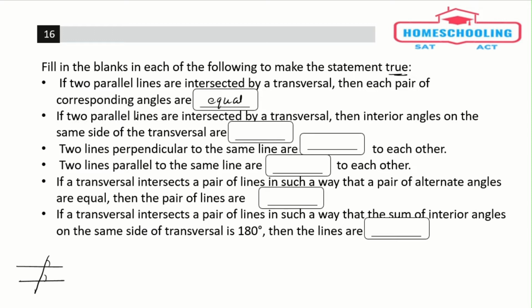Similarly, if two parallel lines are intersected by a transversal, then the interior angles on the same side of the transversal, so these two angles, interior angles, are supplementary. The sum of these two angles is 180 degrees, so we can write supplementary.